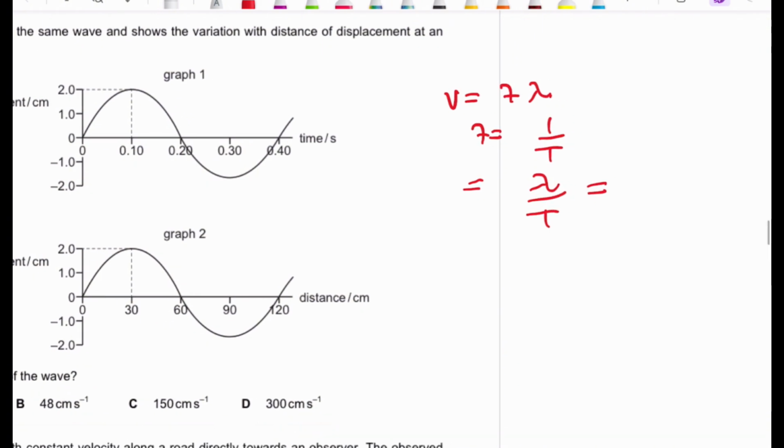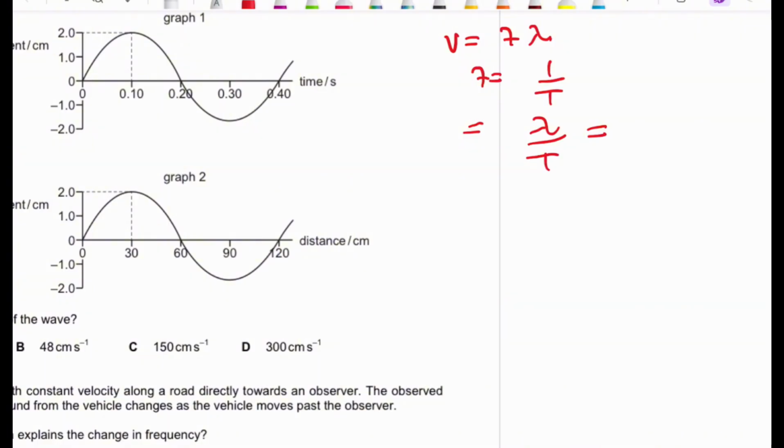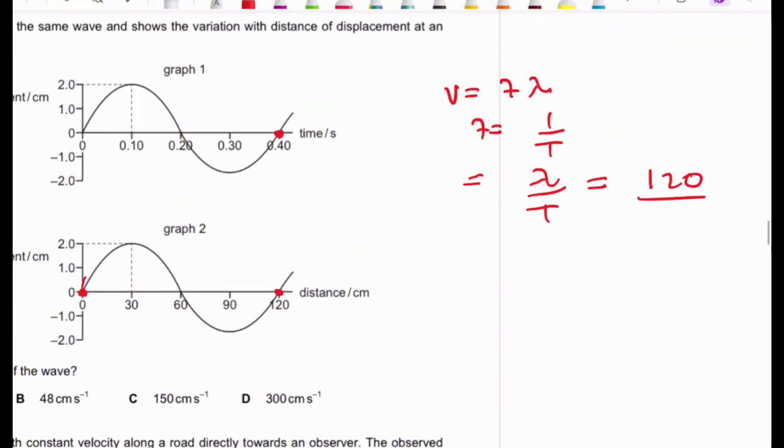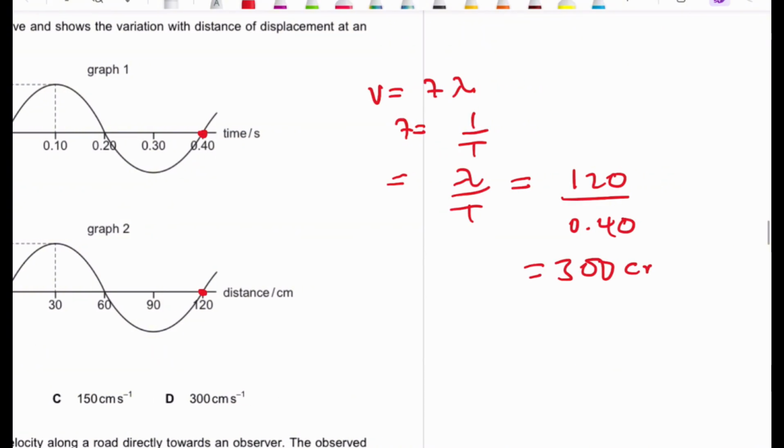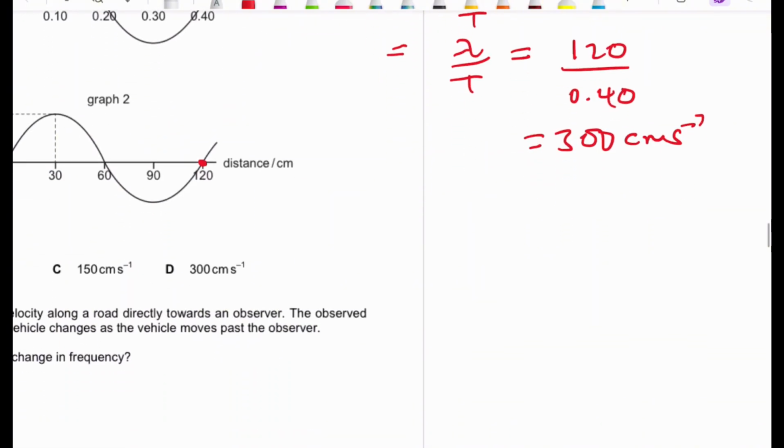What is your lambda? Lambda is the distance from this point to that point, right? Two adjacent points in phase, or from one crest to another crest, or a trough to a trough, you have arrived at one lambda, which is basically 120 divided by the time. Again, it's the same, 0.40. That gives you a speed of 300 centimeters per second, right? So the answer is D.